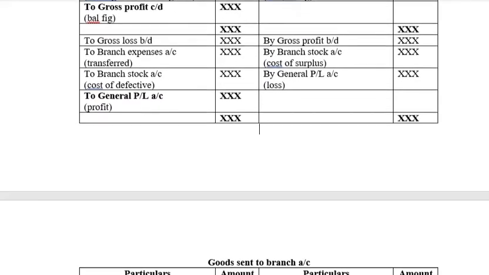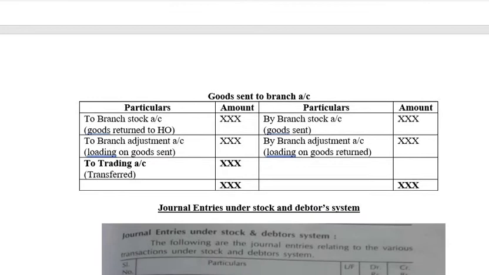So that is in terms of branch adjustment account. The third one is goods sent to branch account. This is the third account which is being prepared.